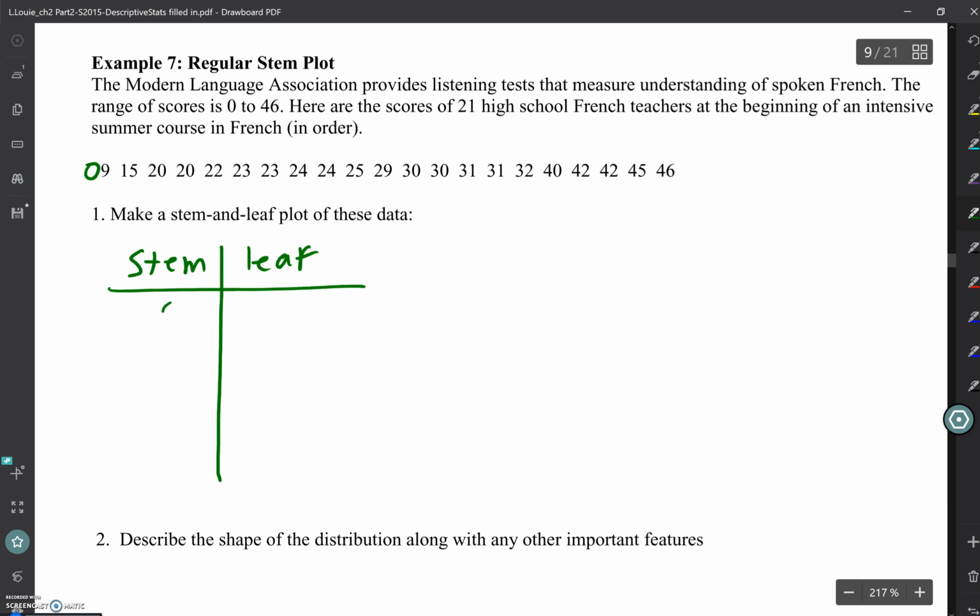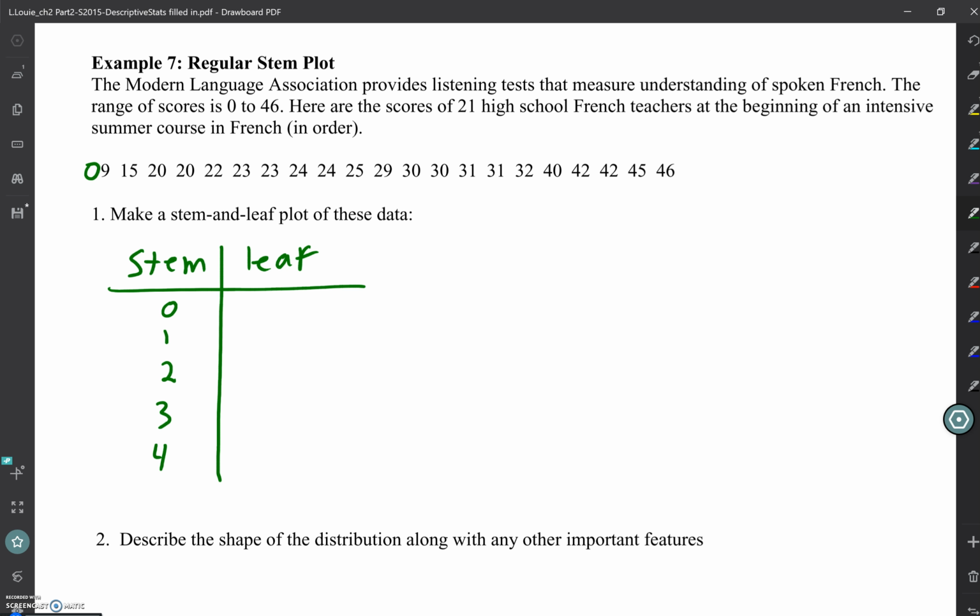So we're going to need a 0 for a stem. 15 tells me I need a 1 for a stem. All the 20s need a 2 for its stem. The 30s need a 3. And the 40s need a 4. Now I'm going to take the second digit and stack them up in order as we go out.